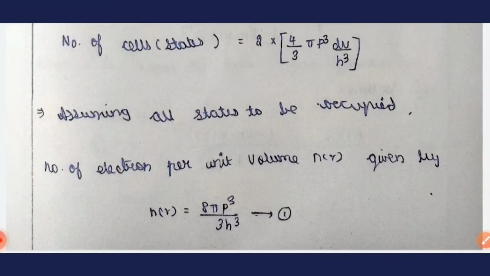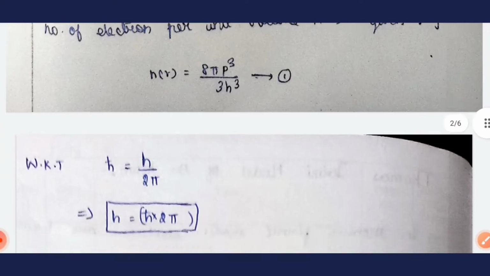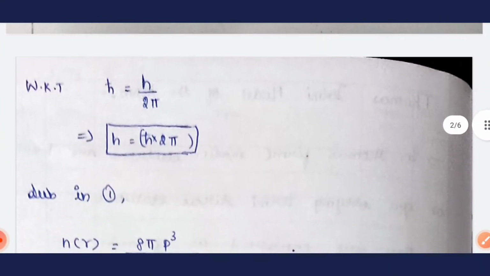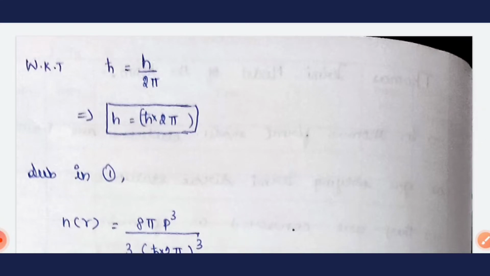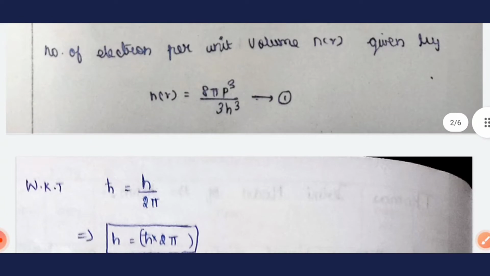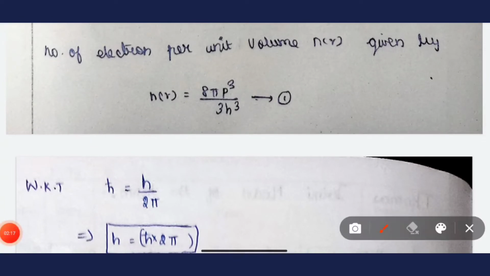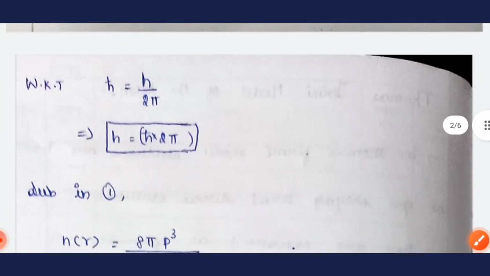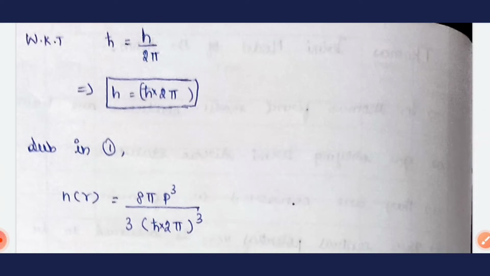Here we know the value for h, right? We know that h cross is equal to h by 2 pi. So the value of h can be easily obtained as h cross into 2 pi. I can substitute the value of h cross into 2 pi in the above equation, n of r equal to 8 pi p cube divided by 3 h cross cube into 2 pi cube.